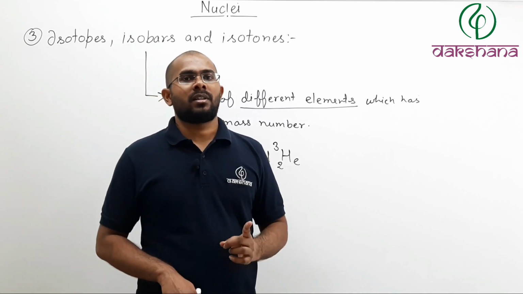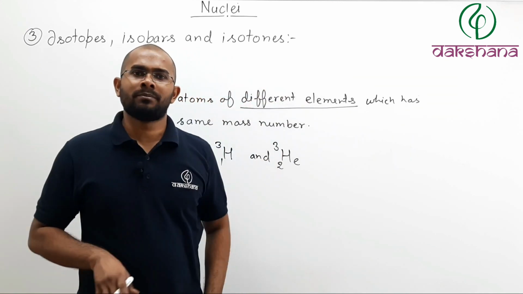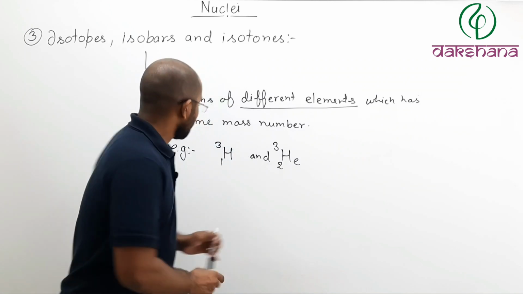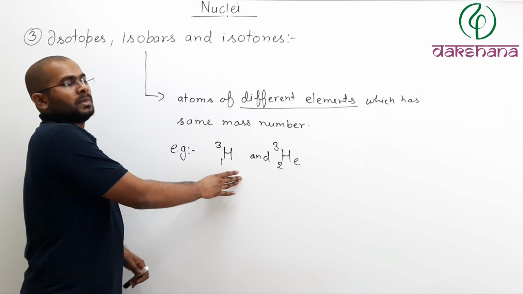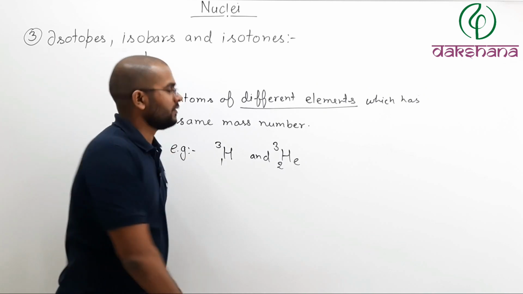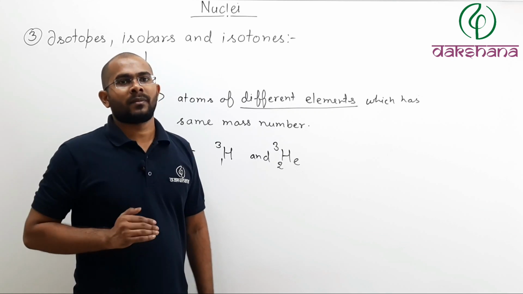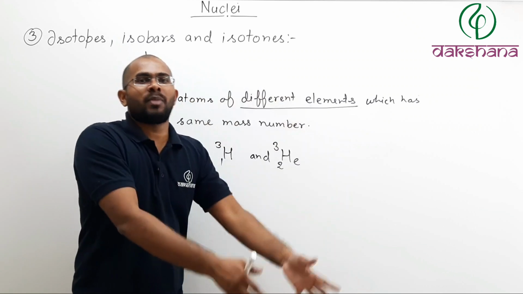Now remember, you cannot say that hydrogen is an isobar of helium. Hydrogen is not an isobar of helium. This particular hydrogen isotope is an isobar of this particular isotope of helium. You cannot completely say that hydrogen is an isobar of helium.